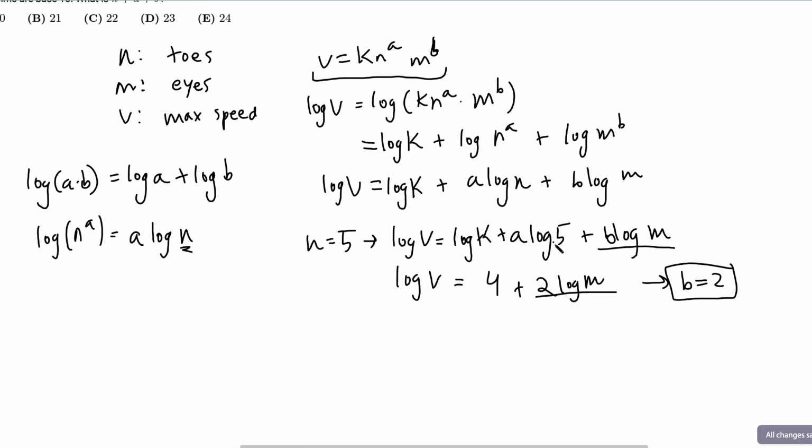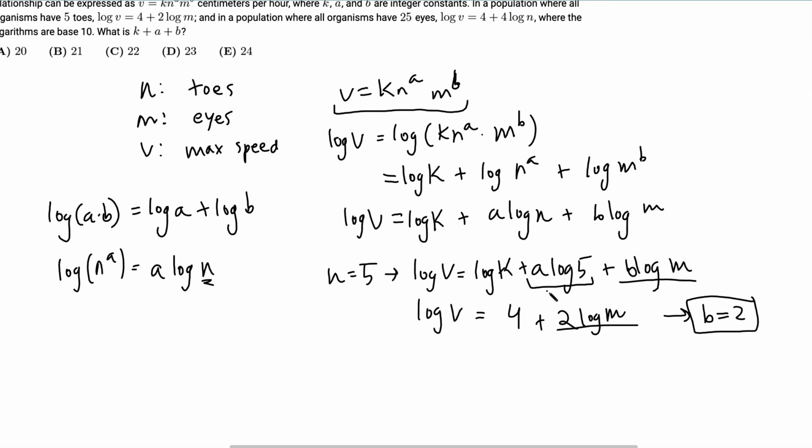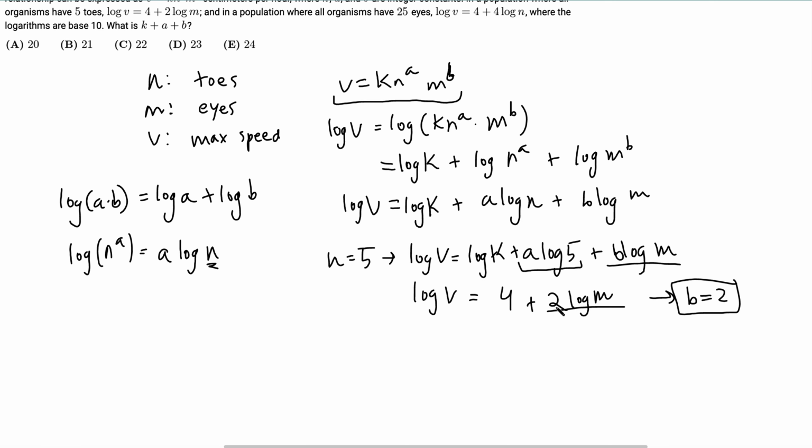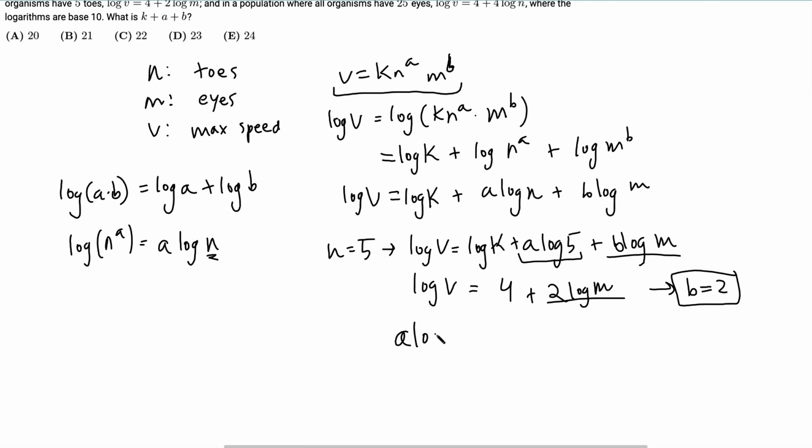And we know that a times log 5 has to equal 0 because there's no constant term. Actually, a log 5, no, we don't have that. It's a log 5, right? This is some constant, plus log k, which is also some constant, has to equal 4. A does not have to be 0. So we have this expression here, right? Just from this expression. Okay, so we can move on.